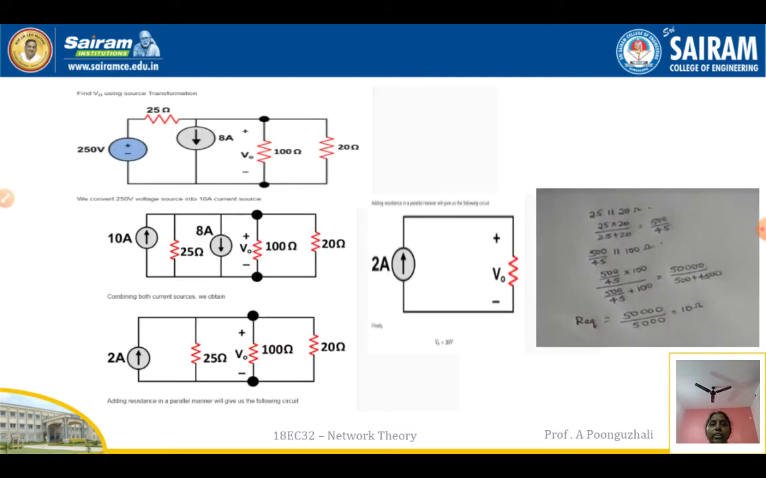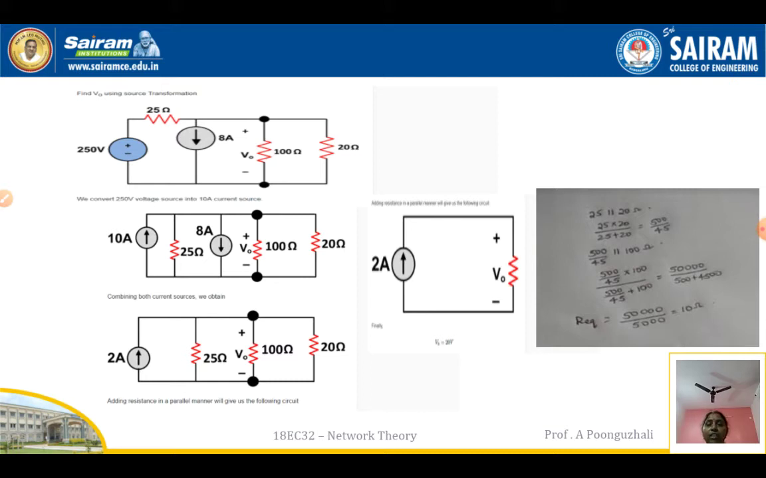So now we'll see an example. Find V0 using source transformation. To find your V0, we see that I have a voltage source and a current source present in my circuit. I want to find out the voltage present across the 100 ohm resistance there. This is your voltage source, this is your current source.